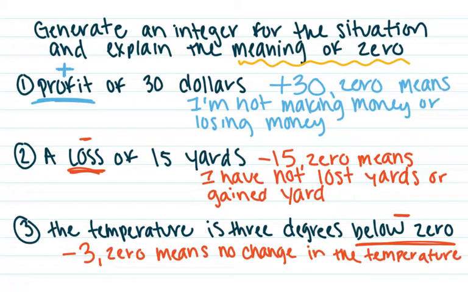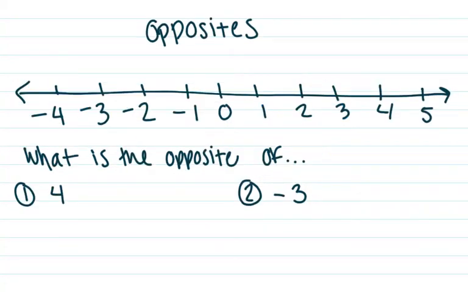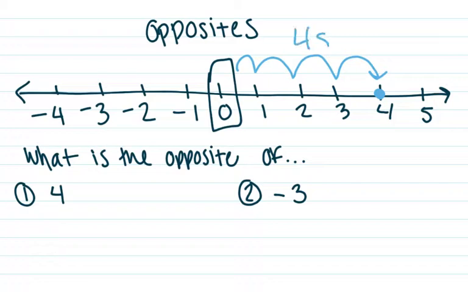One last thing that goes along with integers is sometimes they ask us about the opposite. They'll tell us an integer and then they ask us to find the opposite. What's really cool about opposites is that they live equal distance from 0. So we have 0 here in the middle of our number line, and it wants me to find the opposite of number 4. So the number 4 is right here on our number line. It lives 1, 2, 3, 4 spaces from 0. So its opposite is going to live the same distance from 0, just in the opposite direction.